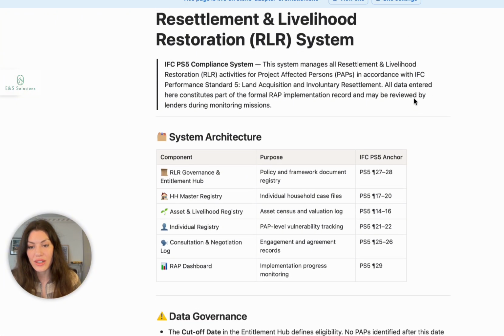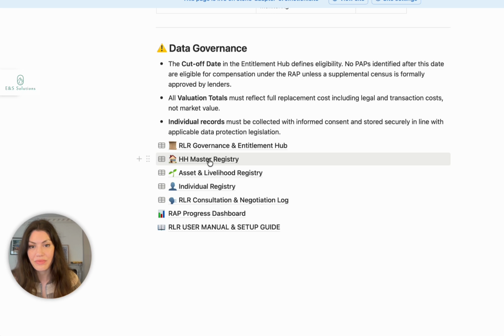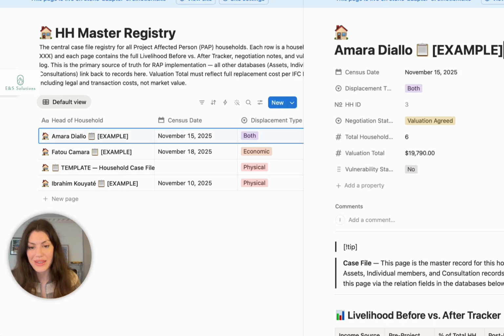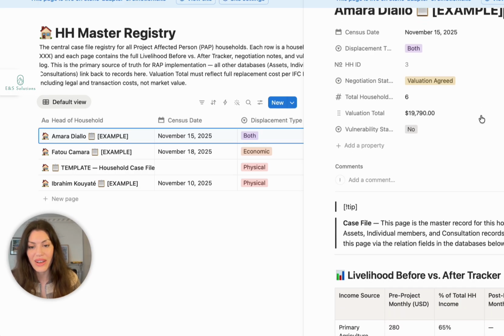The foundation is the Master Household Registry. We link every project affected person to their specific assets. Look at how this single household entry aggregates land parcels, structures, and crops. This relational integrity prevents the double counting or missed assets that often plague large-scale resettlement action plans.